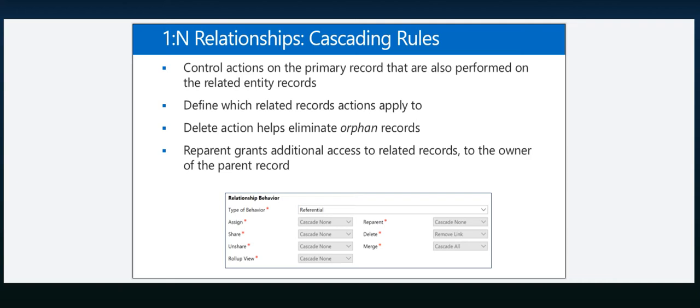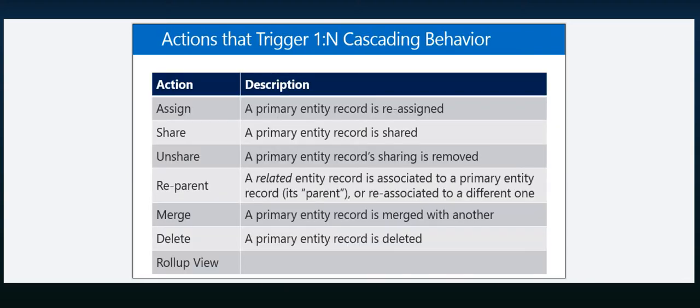So the different options there, because there's a number of options. Notice that we have assign, share, unshare, roll-up view, etc. So we'll go ahead and look at those different items and what those actions trigger. When I assign, let's say that all of these apply to our account to contact relationship, for example. If I take an account and assign that to another user, so there's a salesperson responsible, I assign it to another salesperson who's now going to be responsible for that account.